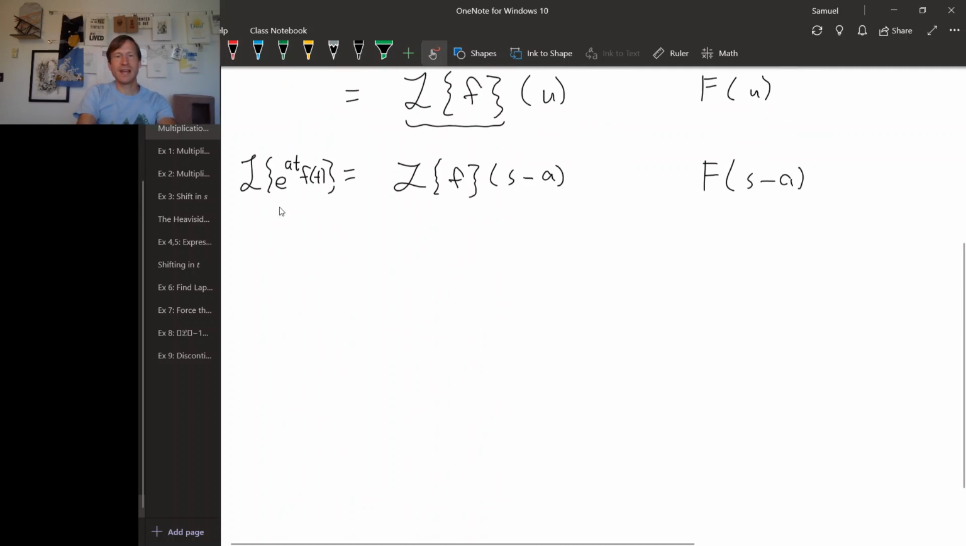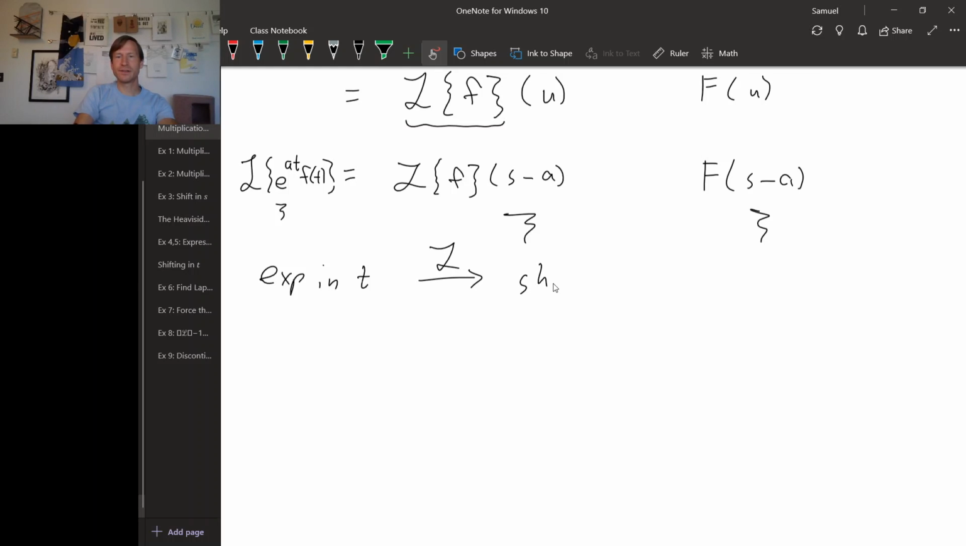What we found is that multiplying by an exponential over in the t world, in the s world, it looks like a shift in s by a. Now you have to remember that there's a minus in here and not a positive, so maybe you might want to say this is a shift to the right. But the general sort of slogan version of this Laplace transform rule is that multiplication by an exponential in t gives you a shift in s. So an exponential in t gives you a shift in s. And so we can use this Laplace transform rule to work out some examples.